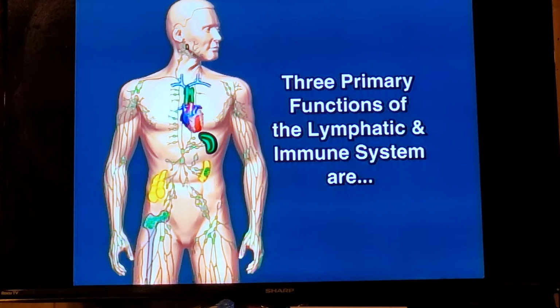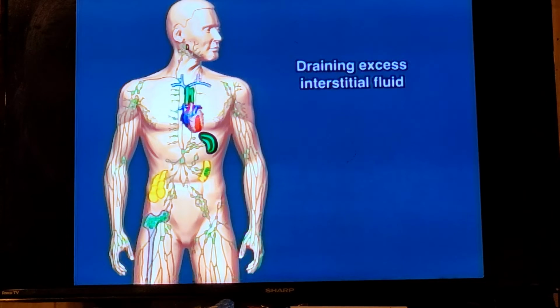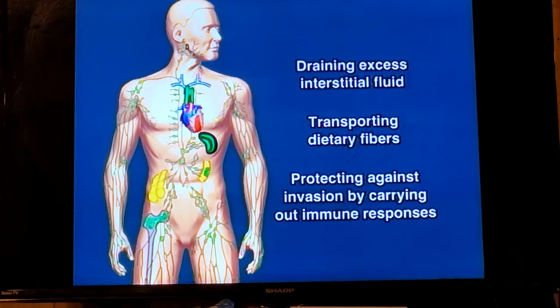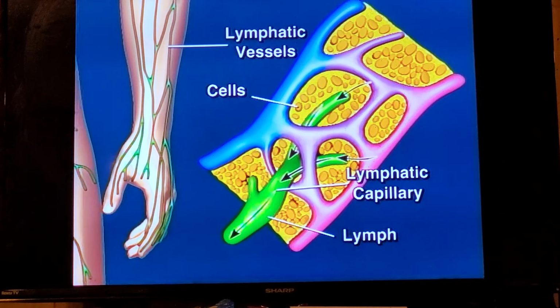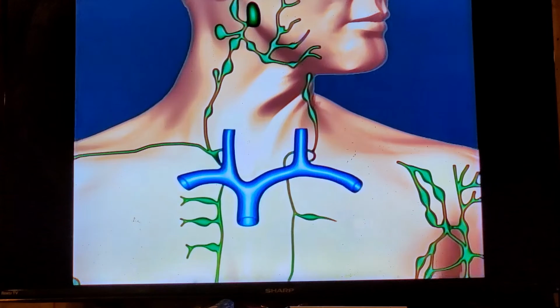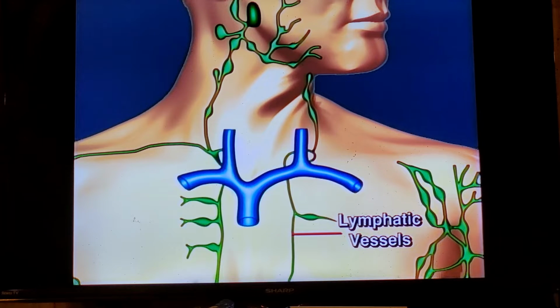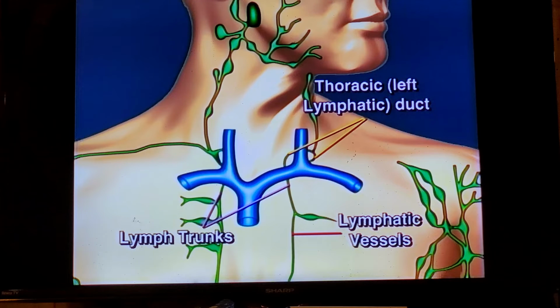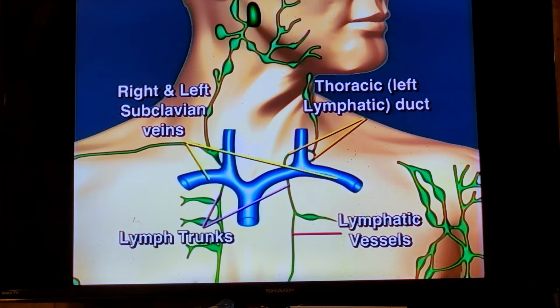The three primary functions of the lymphatic and immune system are draining excess interstitial fluid, transporting dietary fats, and protecting against invasion by carrying out immune responses. Lymphatic vessels start out as lymphatic capillaries, located between cells throughout the body. They unite to produce larger lymphatic vessels, carrying lymph to and from the lymph nodes. Lymph flows from lymph capillaries to lymphatic vessels to lymph trunks to the thoracic duct, and then through the subclavian veins into venous blood.